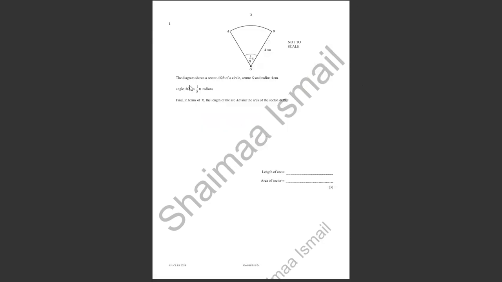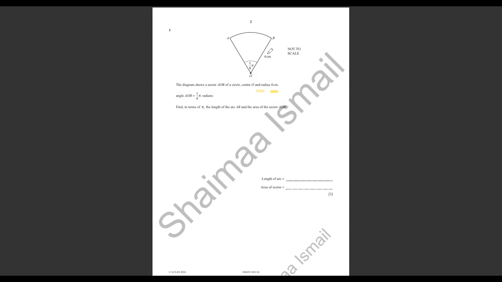Number 1, radian. The diagram shows a sector AOB with center O and radius 4. Here we have radius 4 and angle AOB is 1 over 8 pi radians. Find, in terms of pi, the length of arc AB. So to get the length of the arc, which is like the perimeter of the arc, we use the arc length formula.